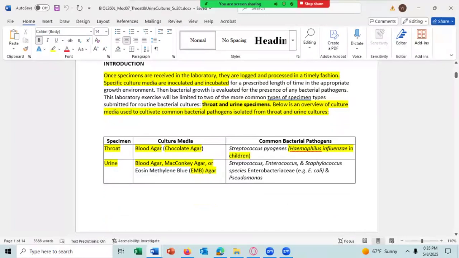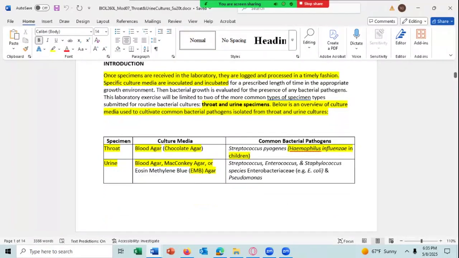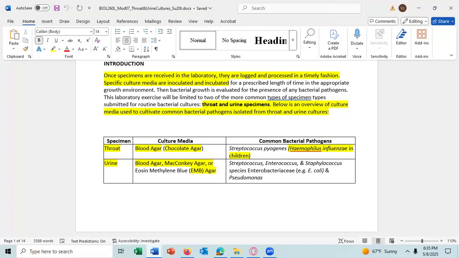Introduction. Once specimens are received in a lab, they are logged and processed in a timely fashion. Specific culture media are inoculated and incubated depending on what the clinician or the lab thinks it is, depending if it's a throat or urine specimen. Below is an overview of the culture media used to cultivate common bacterial pathogens isolated from throat and urine cultures.